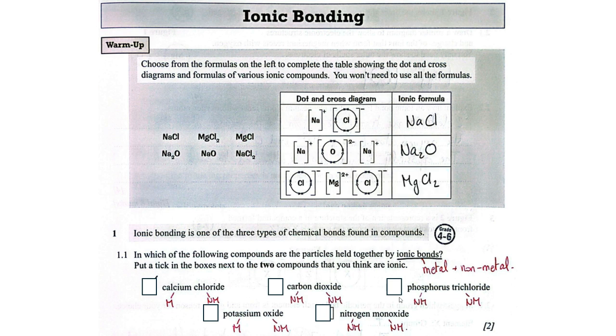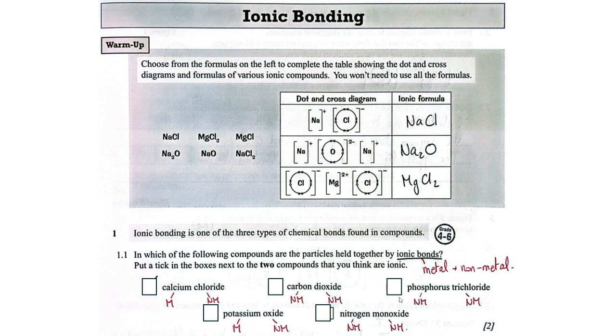Ionic bonding is one of the 3 types of chemical bonds found in compounds. In which of the following compounds are the particles held together by ionic bonds? So remember, ionic bonds is between a metal and a non-metal. The metal is going to lose electrons. The non-metal is going to gain electrons. They're forming ions. They're attracted to each other.